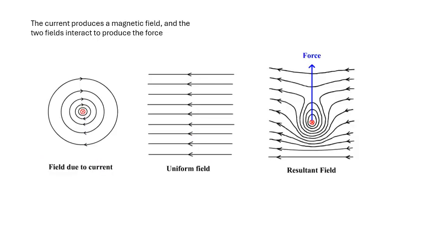Now, why does it experience a force? You don't really need to know this, but it's basically the two magnetic fields interacting with each other. You've got the field due to the current. Remember, that's clockwise in the direction of the current. You've got the uniform field. When you add them both together, you get this weird diagram.